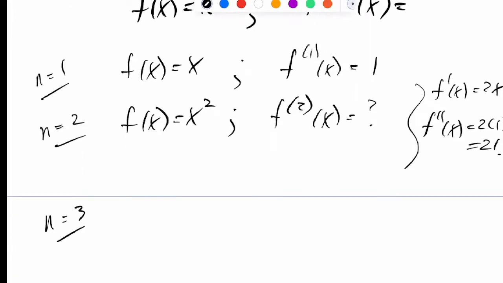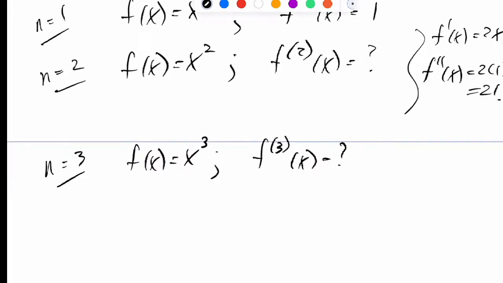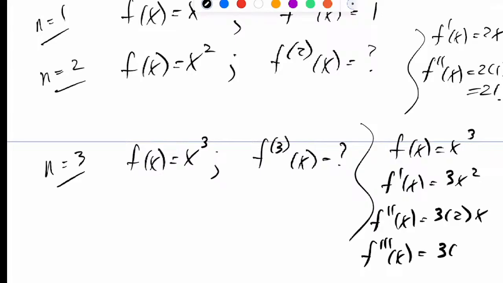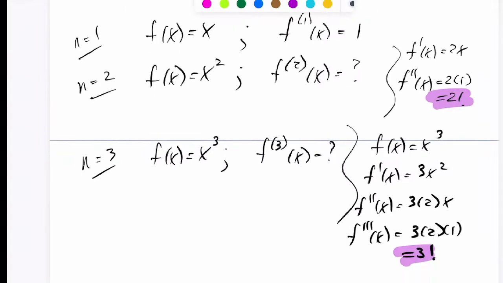If n is 3, then f at x is x cubed, and in which case they want me to find a formula for the third derivative. So the number of times you take the derivative is going to change. f at x is x cubed. The first derivative is going to be 3x squared. The second derivative is going to be 3 times 2 times x. And the very last derivative, you're going to get 3 times 2 times 1, which is exactly 3 factorial. Right, 2 factorial, 3 factorial.